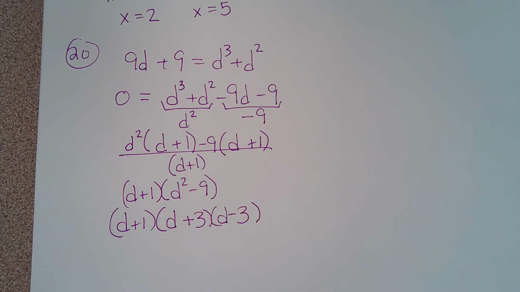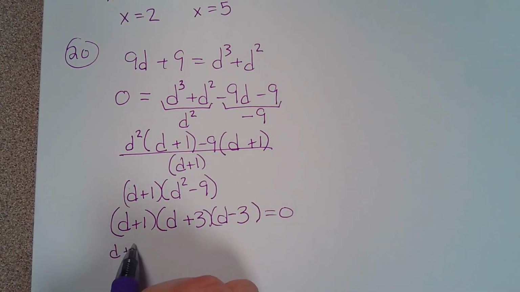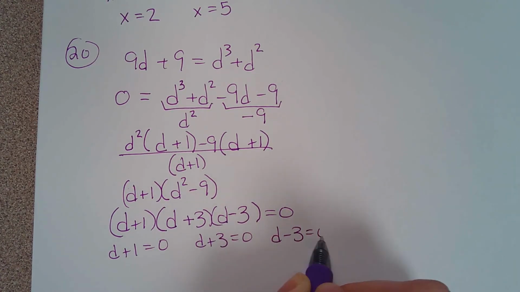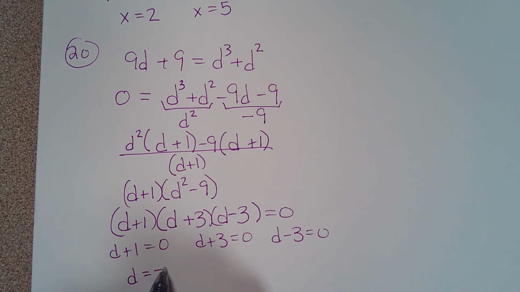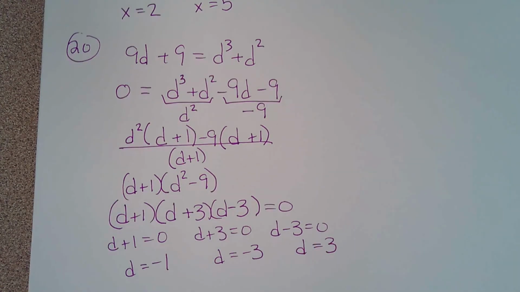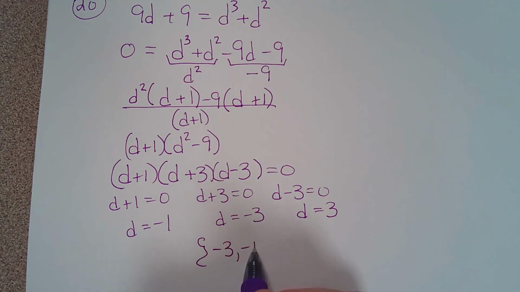Now I'm ready to set these equal to 0. So d plus 1 equals 0, d plus 3 equals 0, and d minus 3 equals 0. So I have d equals negative 1, d equals negative 3, and d equals 3. So if you write this in your least to greatest, it's negative 3, negative 1, and 3 as your answers respectively.